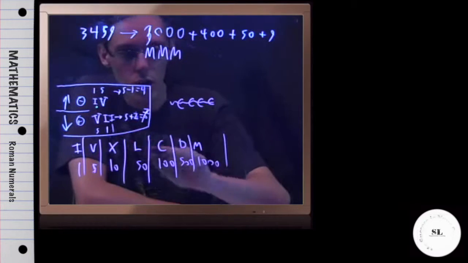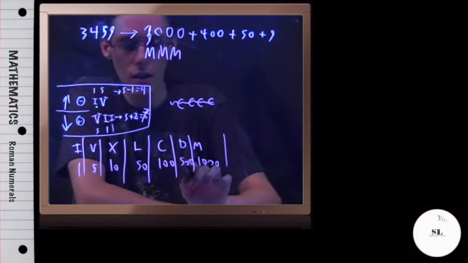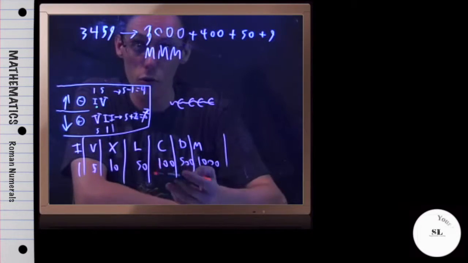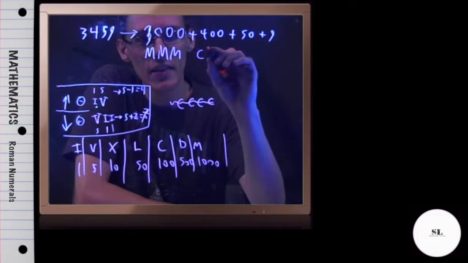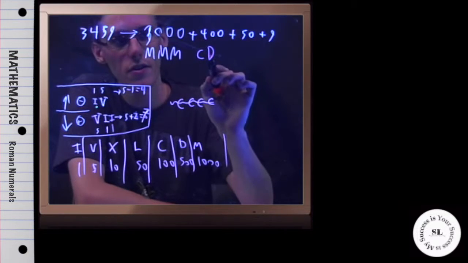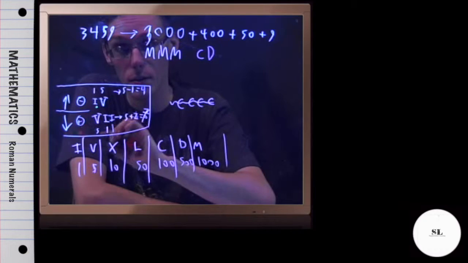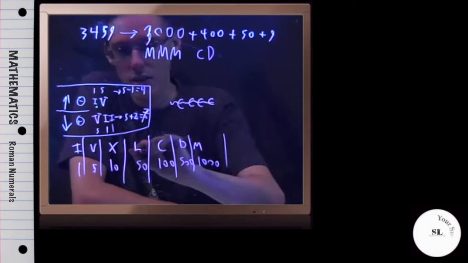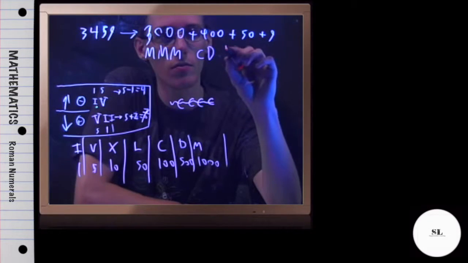Well, if I look at the chart here, I see that D represents 500. Well, if I subtract 100 from 500, that would be 400, right? So I'll write CD right here, because I'm going from smaller to bigger, 100 to 500, and so that represents 500 minus 100 for 400. Okay, 50. Well, I have a symbol for 50 right here, L. Don't need to do anything fancy at all.